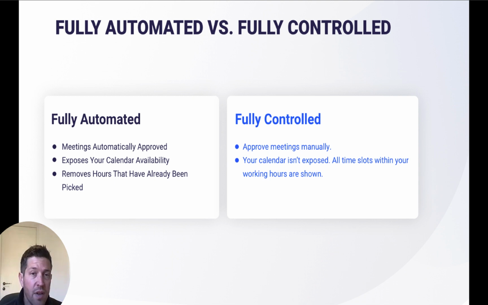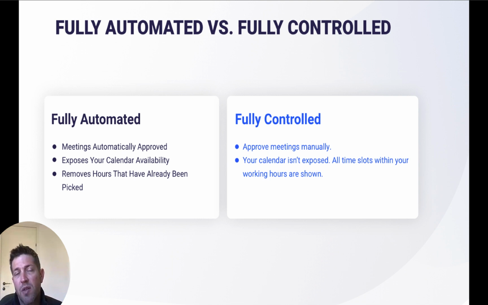On the other hand, if your priority is having more control over your appointments, you should select the fully controlled flow. When set, once meeting invitations are created by your customers, you will need to accept them manually. Your customers will be exposed to all the time slots that are within your working hours. Even when a time slot is busy, your customers can invite you to a meeting at that time.